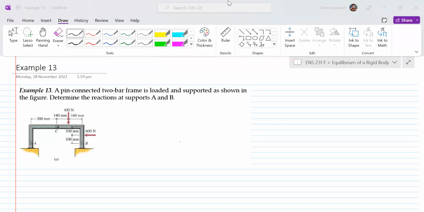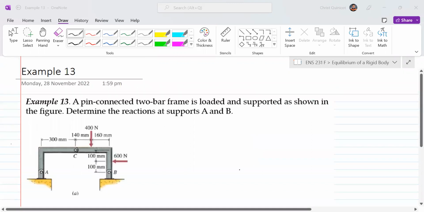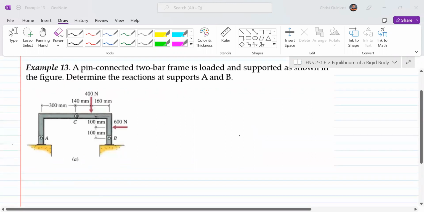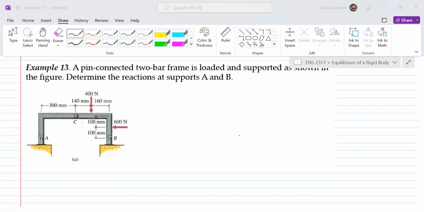Example 13. A pin connected bar frame is loaded and supported as shown in the figure. Determine the reactions at supports A and B. Just like example 12, we can observe that our bar here has a two-force member, which is AC. Or you can also look at it in terms of BC as well.